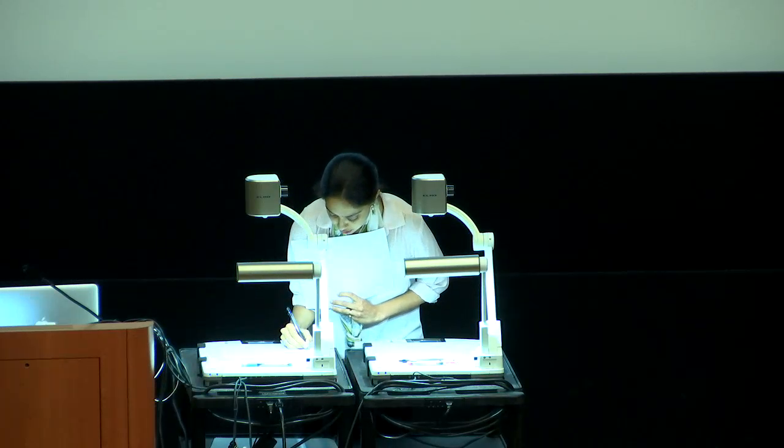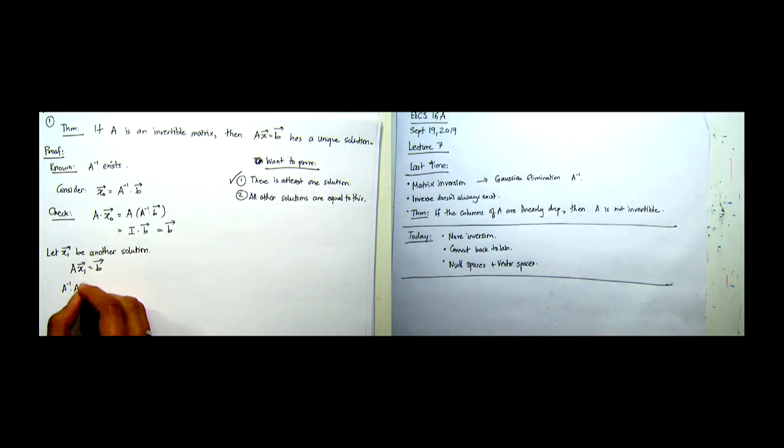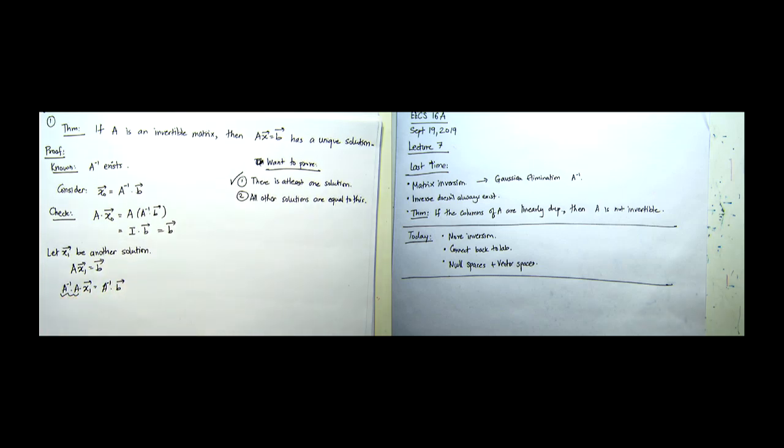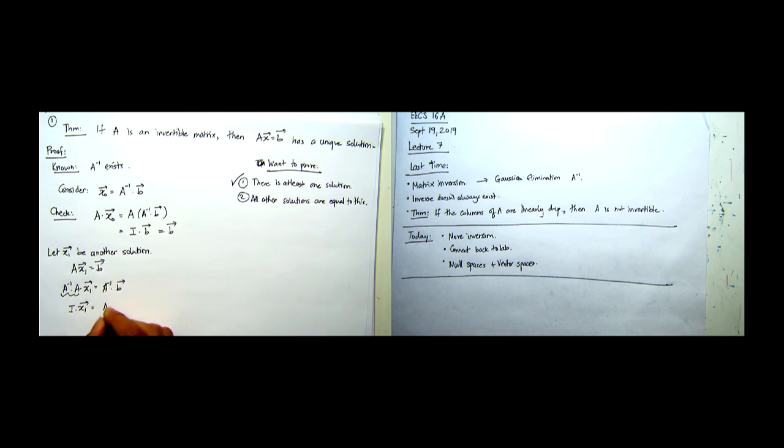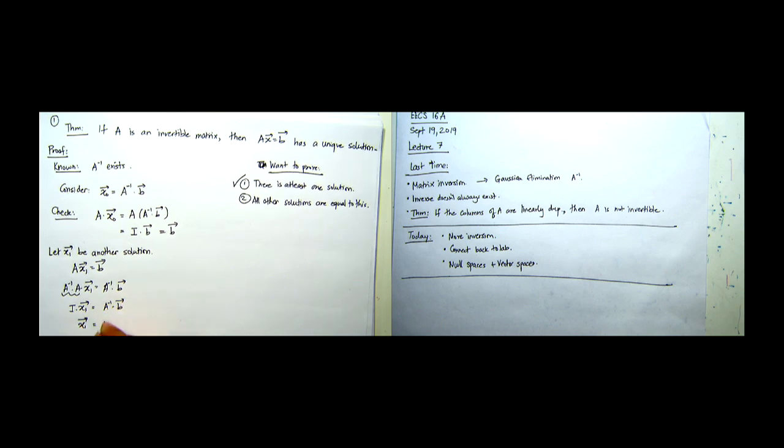Multiply by A inverse, right? So we then have A inverse A x1 equal to A inverse B. These guys give me identity. So x1 is equal to A inverse B, which is equal to x0.